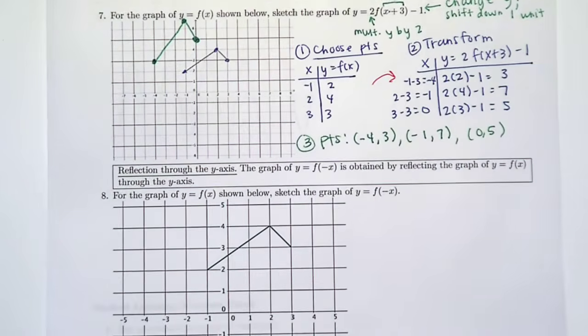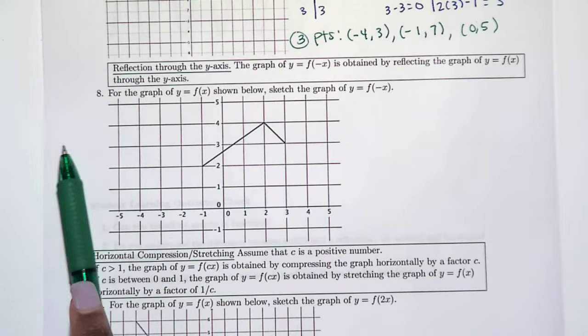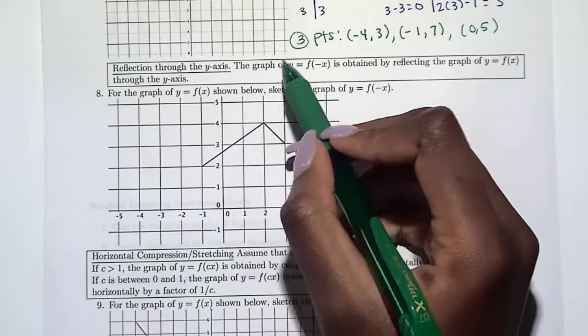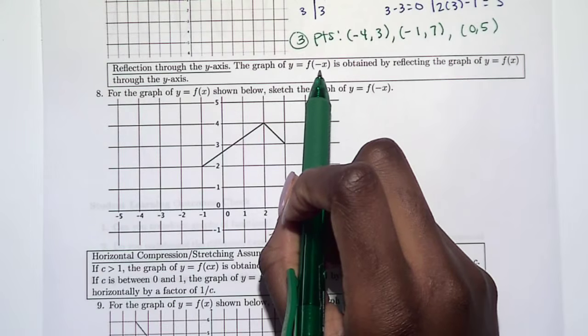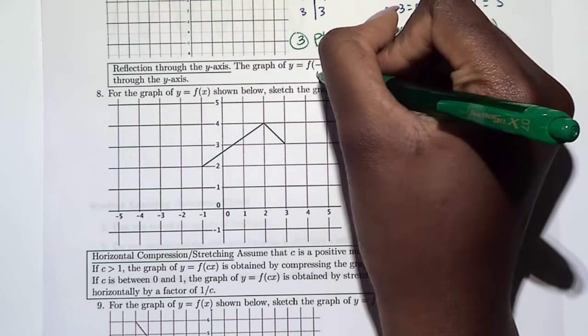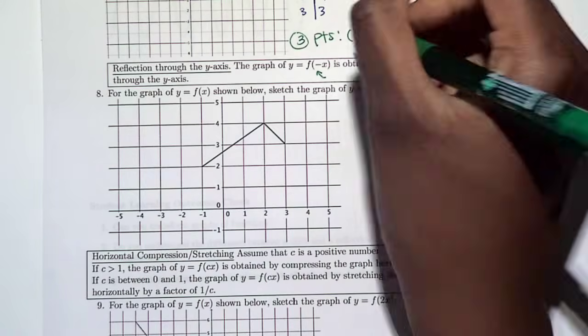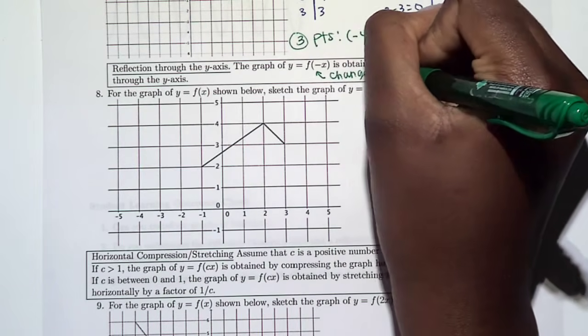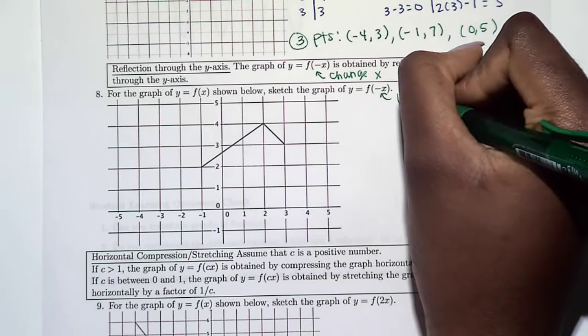Now let's talk about reflection through the y-axis. So same thing here, we're just going to use the y-axis as a mirror, flip our graph over it. Let's look at this. It says the graph of y equals f of negative x is obtained by reflecting the graph of y equals f of x. So what do we think is happening here? Are we changing the x value or the y value? We're changing the x values because it's happening inside the function. So that means y is going to stay the same. And how are we changing it? We're just going to make x negative.